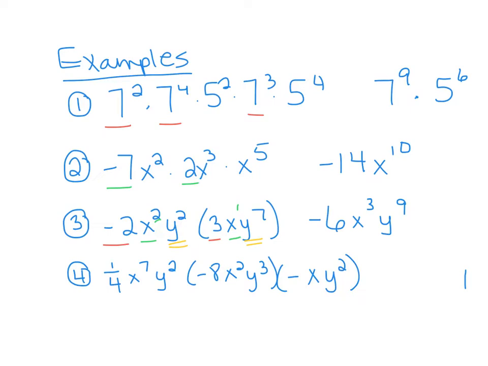All right, so now let's take a look at this one. You should have multiplied your numbers. 1/4 times negative 8 over 1 times negative 1. So, you should have had 2. Then you went to your x's, and remember, you add your exponents. 7 plus 2, 9, plus 1, x to the 10th, and then y to the 2, 3, 4, 5, y to the 7th. All right, hopefully you got that one.